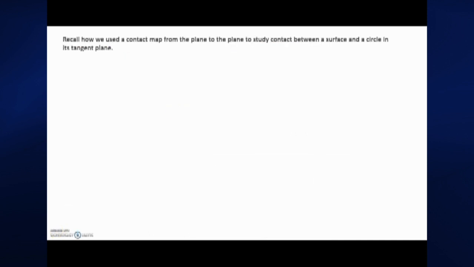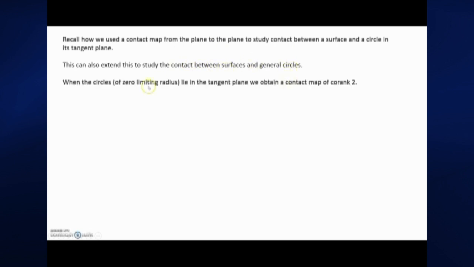Recall how we were able to use a contact map from the plane to the plane in order to study the contact between a surface and a circle lying in its tangent plane. This is where the surface was parameterized and the circle was given by two equations. Well, we were able to extend this idea and consider a more general setting where we study the contact between surfaces and general circles. In this case, the limiting zero radius circles, which lie in the tangent plane, give a contact map of corank 2.